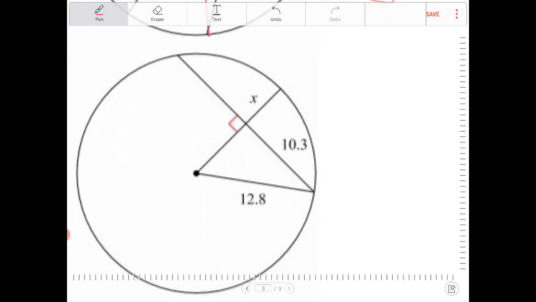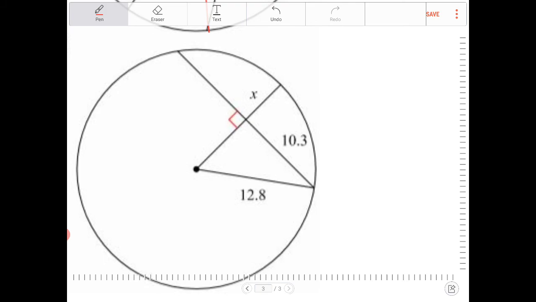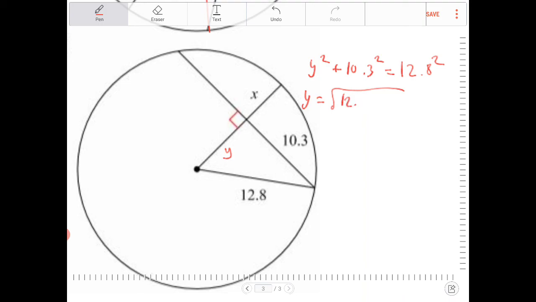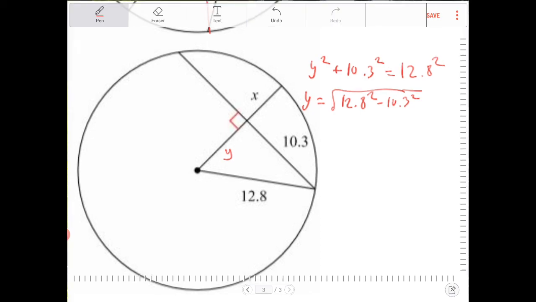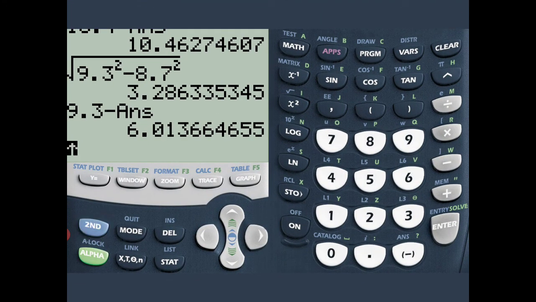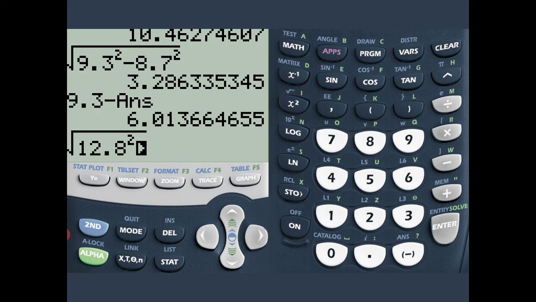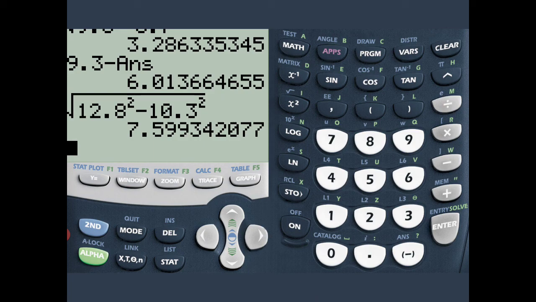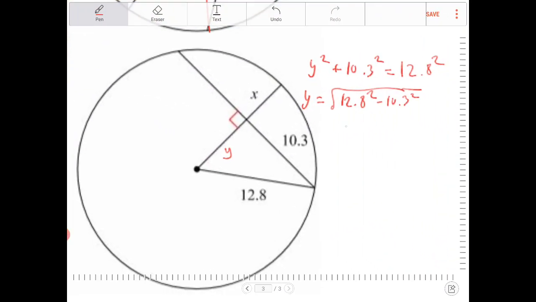And the last question of this batch here. So again, I can solve for y. Y squared plus 10.3 squared is equal to 12.8 squared. Subtract both sides by 10.3 squared. 12.8 squared minus 10.3 squared, and take the square root. The square root is 7.5999. Okay, so it's 7.6.